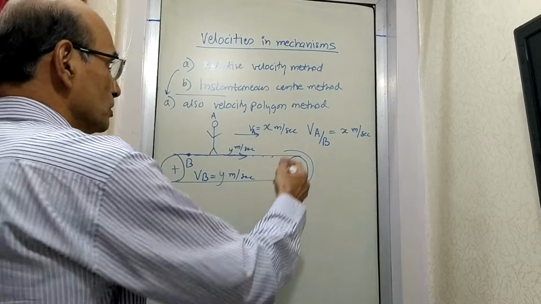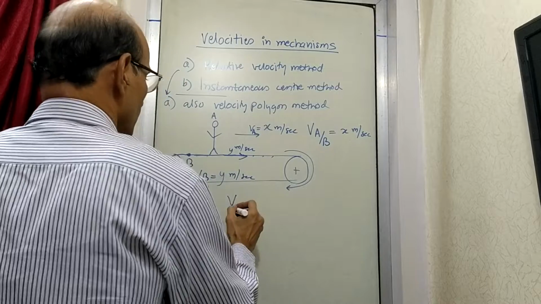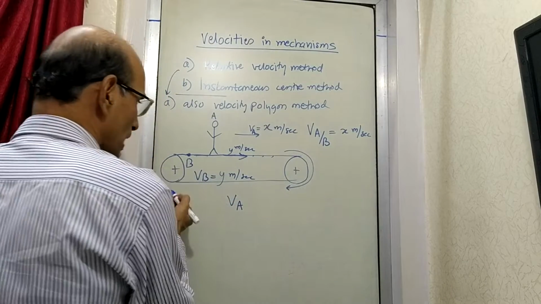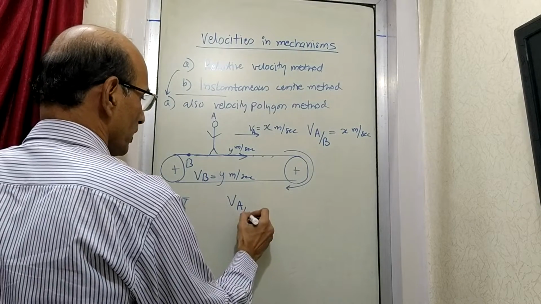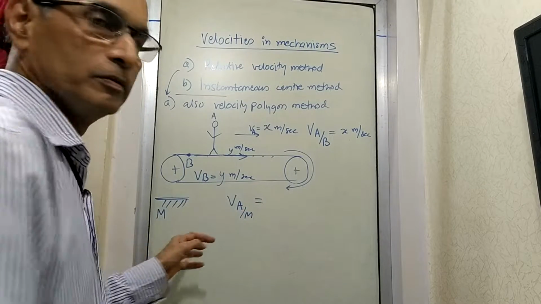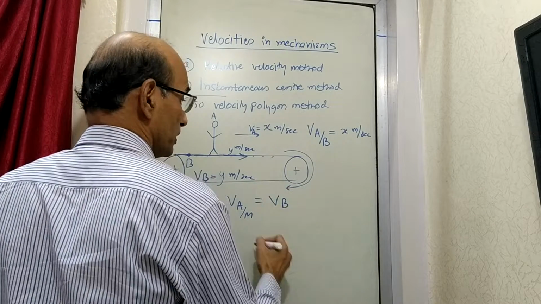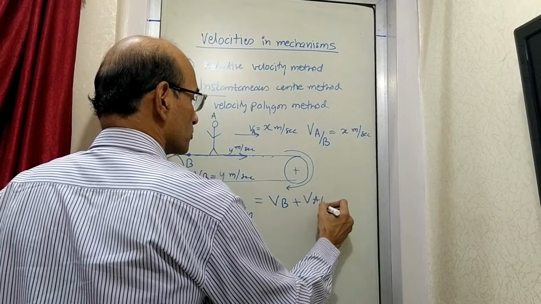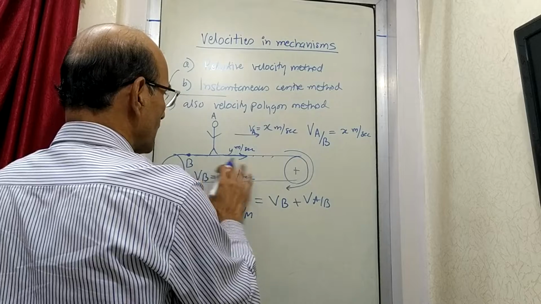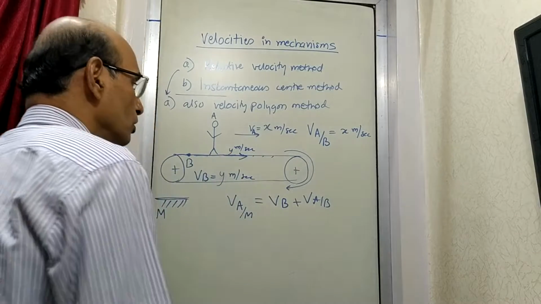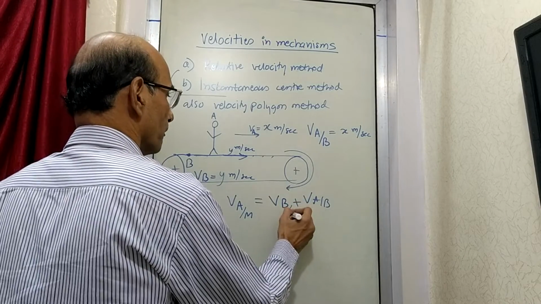Now for that, you will say that the velocity of A with respect to, say I am standing here, suppose my place is M. So velocity of A with respect to M is equal to velocity of B plus velocity of A with respect to B. So this will still be there, but in addition to that you have to add the velocity of B also, which is with respect to me, so it is M.